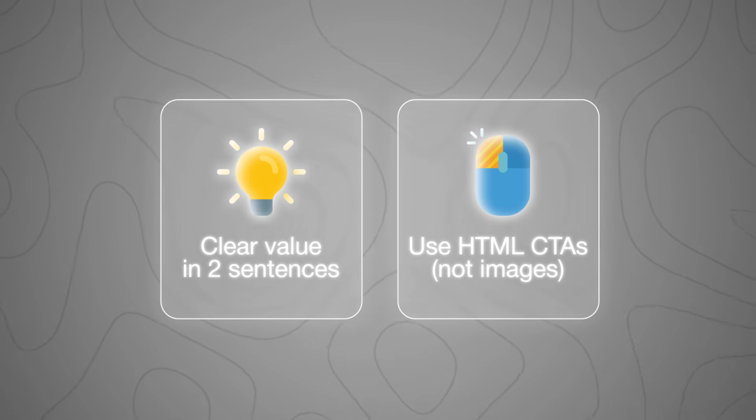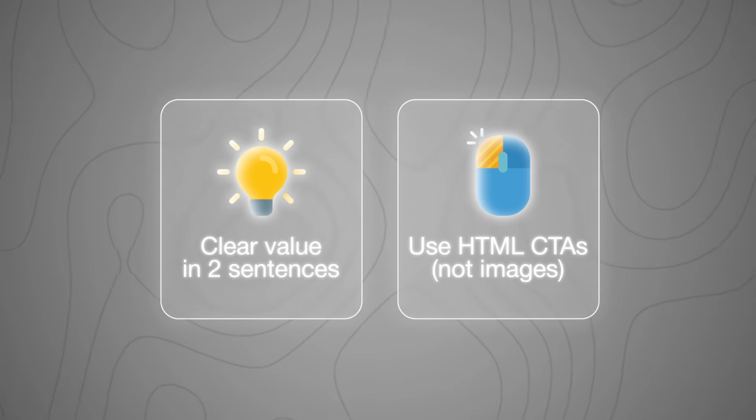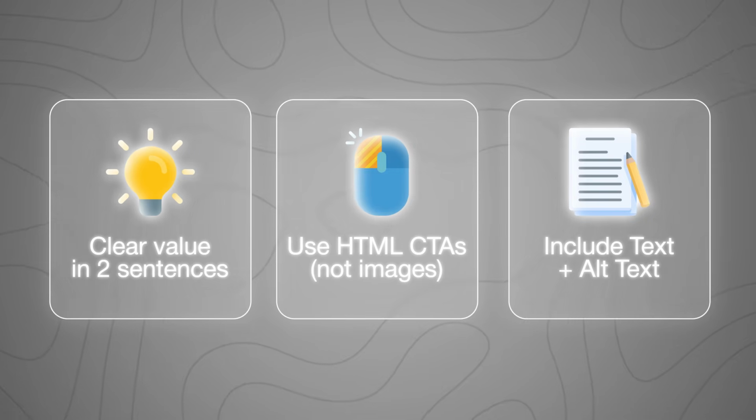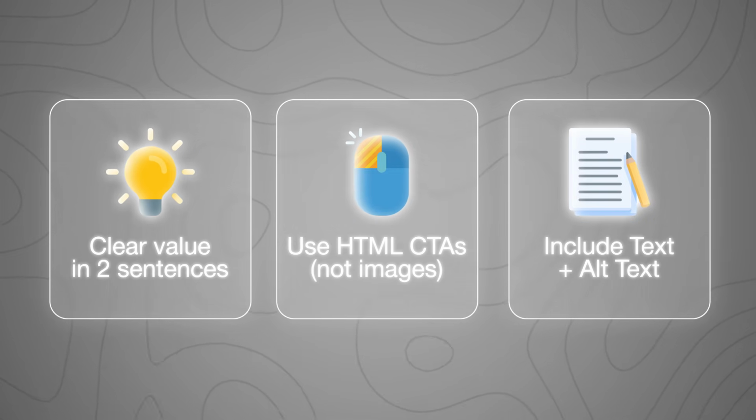Number two, making sure that all of the CTAs are actually readable HTML instead of being image-based, which a lot of brands do. The third thing is making sure that the text and alt text is included within the email instead of just images. And most importantly, they're ensuring that emails are summarized and skimmable instead of these prolonged emails that a lot of brands are doing as well.